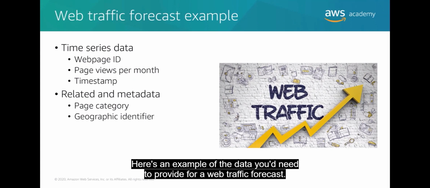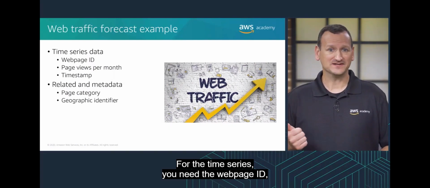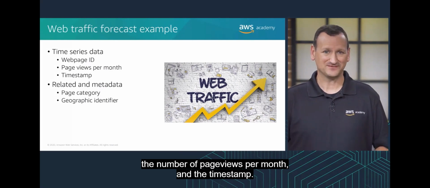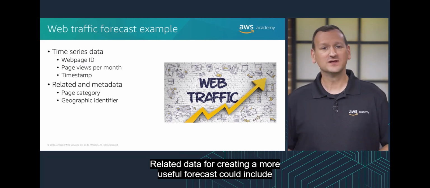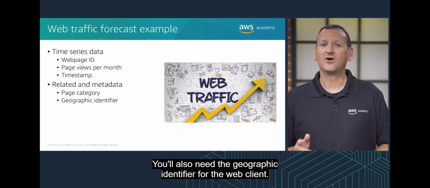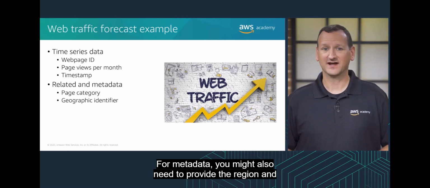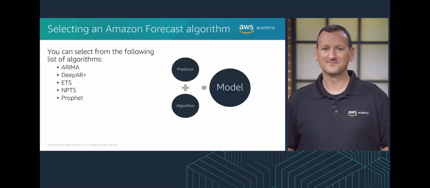Here's an example of the data you'd need to provide for a web traffic forecast. For the time series, you need the web page ID, the number of page views per month, and the timestamp. Related data for creating a more useful forecast could include the page category, such as navigation or content category. You'll also need the geographic identifier for the web client. For metadata, you might also need to provide the region and the sales promotion information.